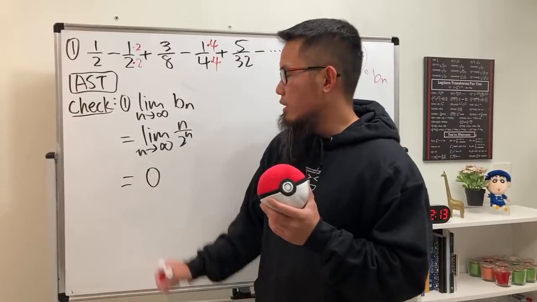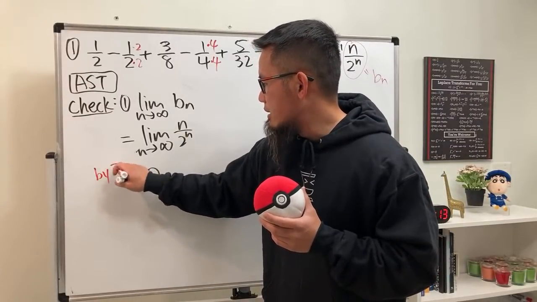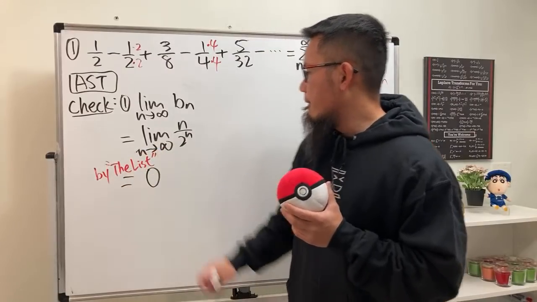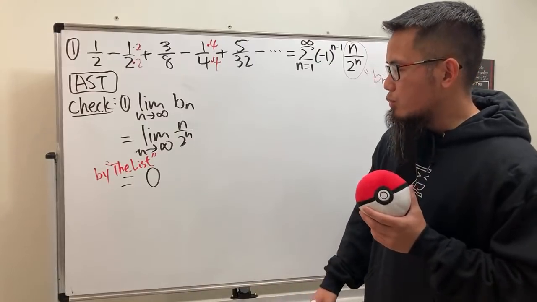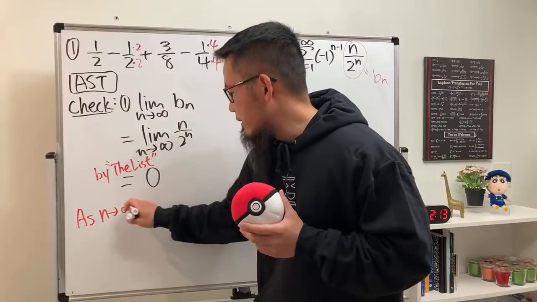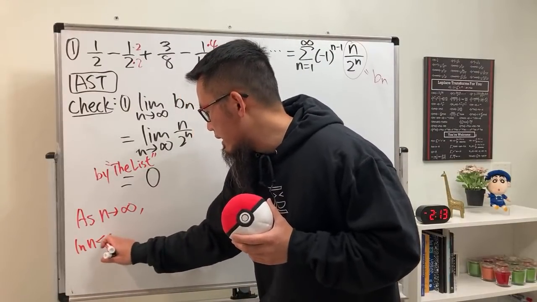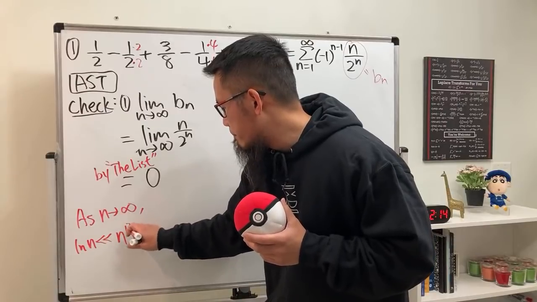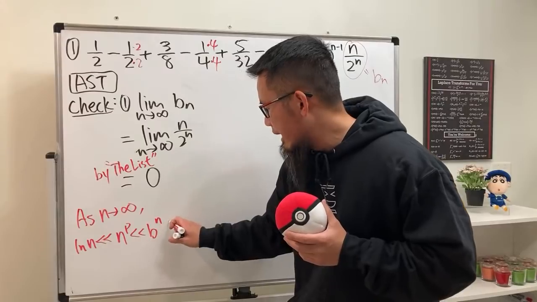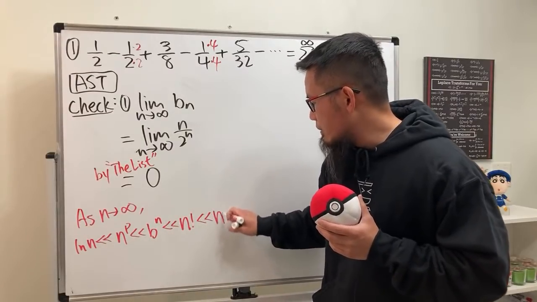And for my students, you can just go from here to here, and maybe just mention by the list. Let me just review with you real quick. The list says as n goes to infinity, ln n is the smallest infinity, then less than n to the p's power, then less than b to the n's power, then less than n factorial, and lastly we have n to the n.